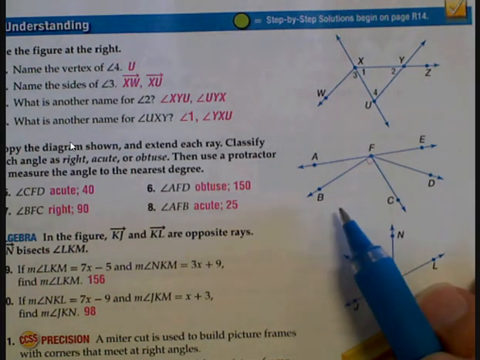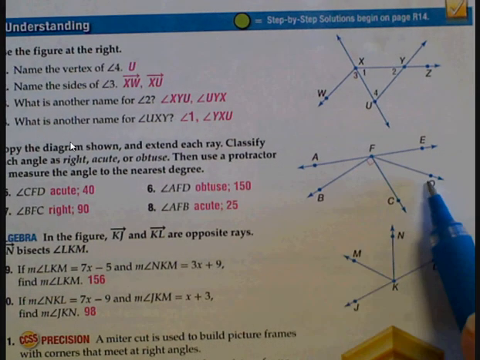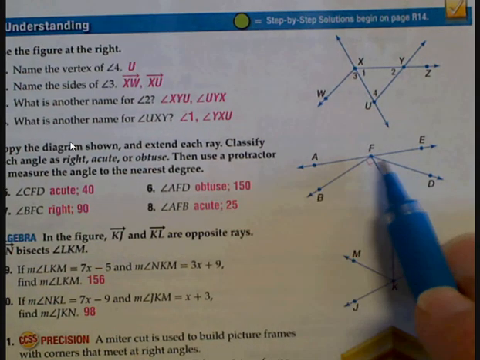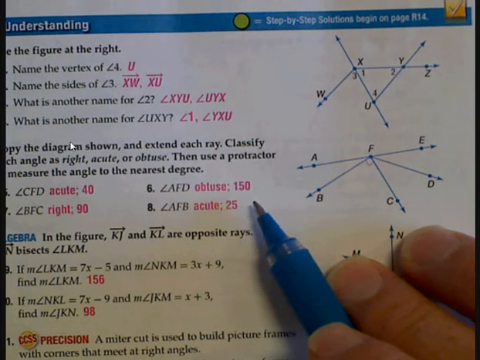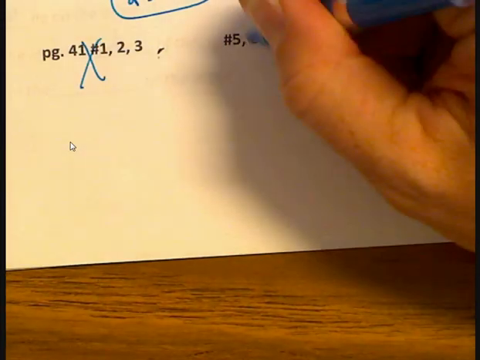And then angle AFD is larger than 90. That is called an obtuse angle. And then I could use a protractor to measure that, which is 150. So I'm done with that.